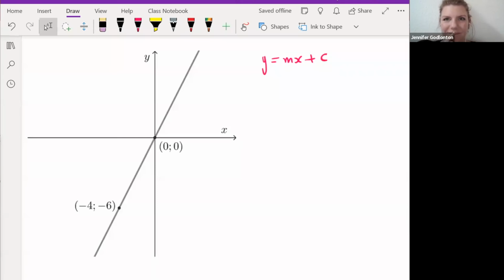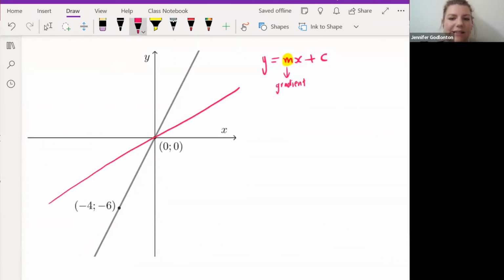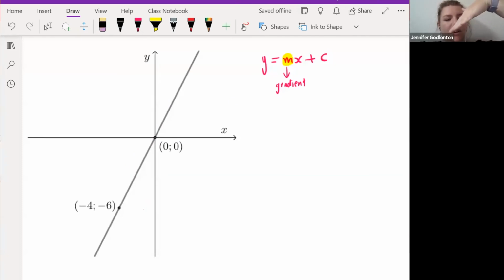So there were so many people asking on the chat, what is the M? Why do we have an M? The M is your gradient. Okay, and your gradient is how steep your graph is. So if I have a gradient like that, then that's less steep. And if I have a gradient like that, then that's more steep. So it's telling us how steep our graph is, and if it's a positive steepness or a negative steepness. So it's just telling us about that line.